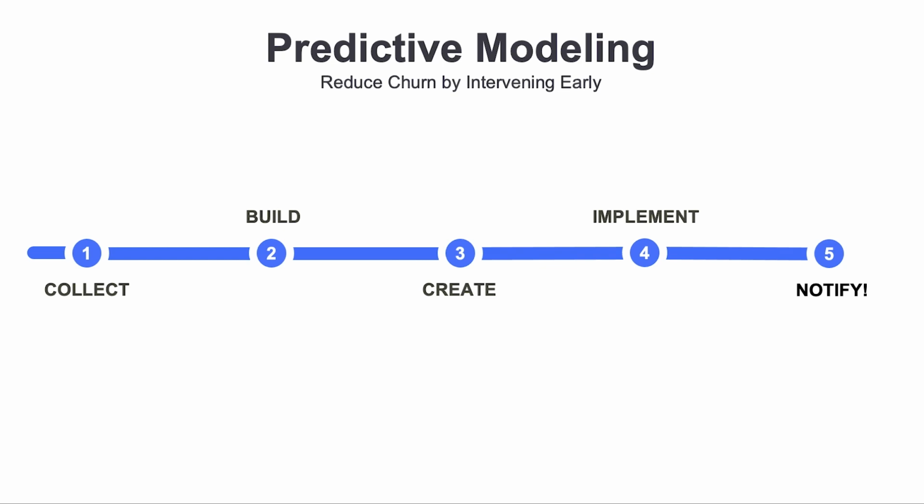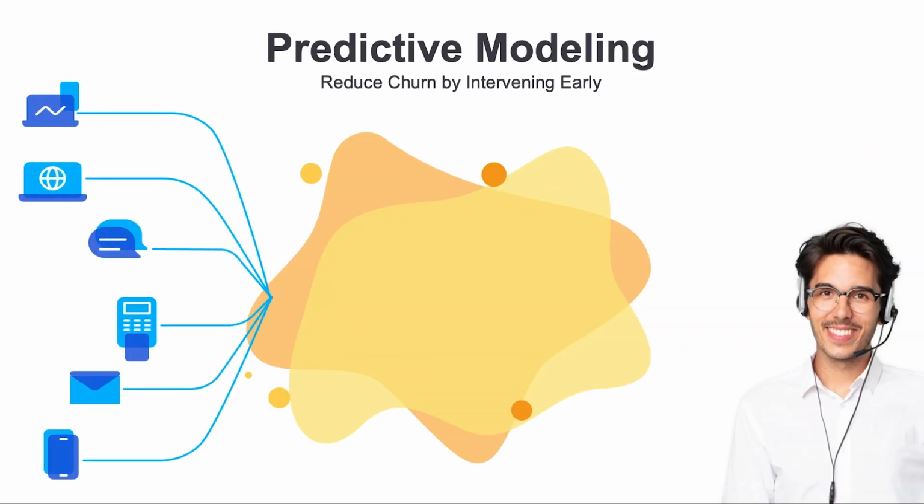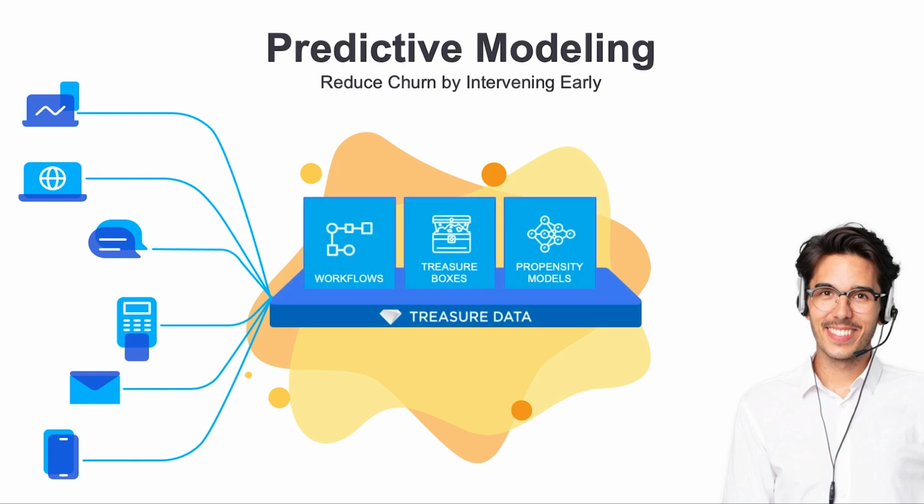You'll need 3 things. First, plenty of customer data to feed your model. Second, your Treasure Data CDP, which will generate predictive scores using self-service machine learning models. And third, a messaging platform like Slack.